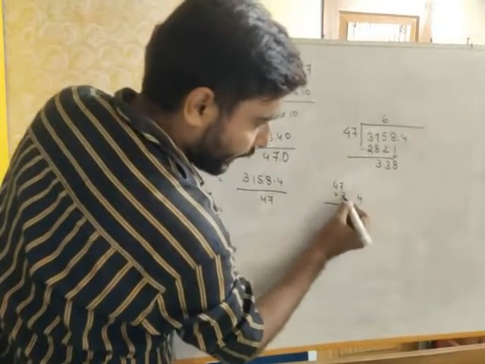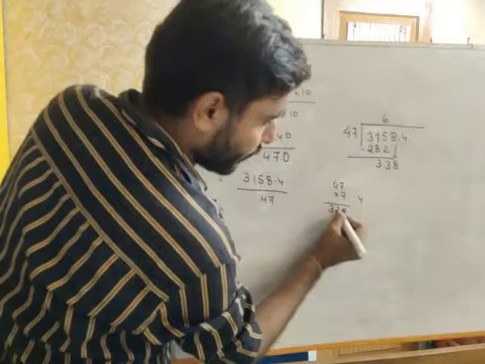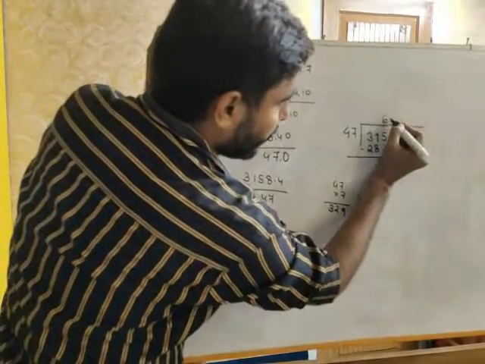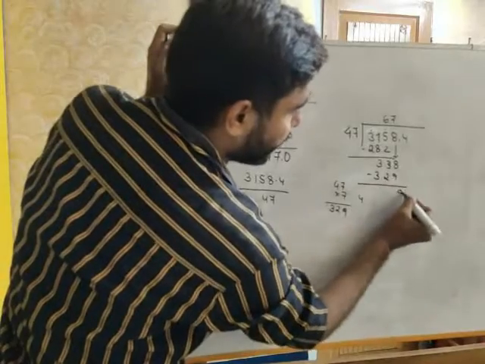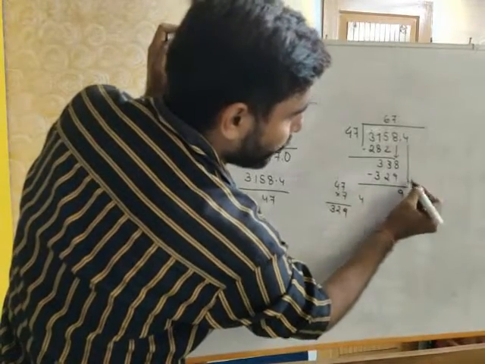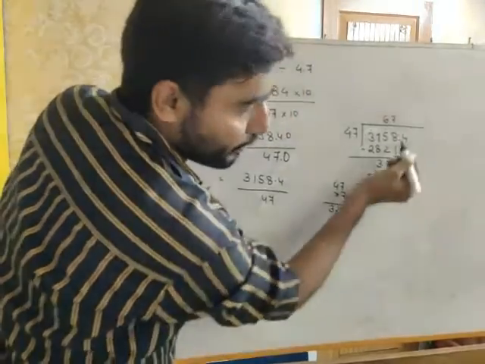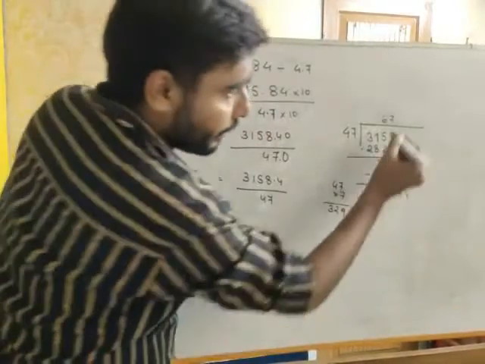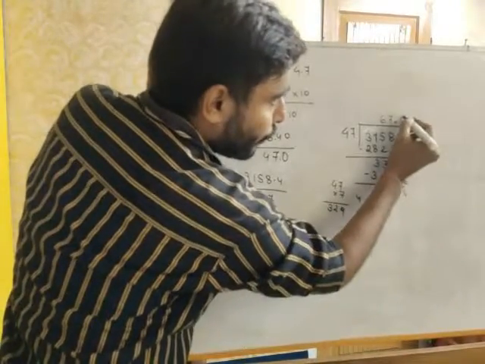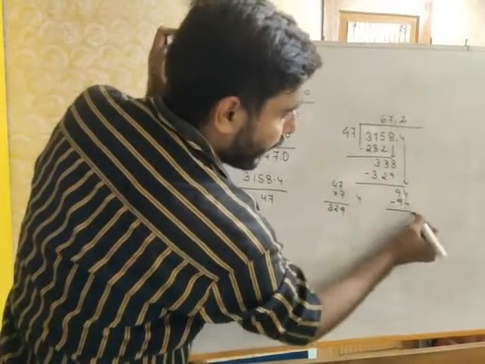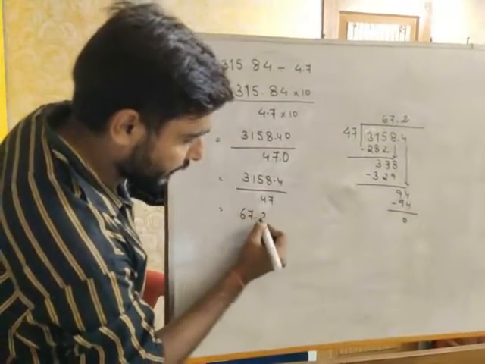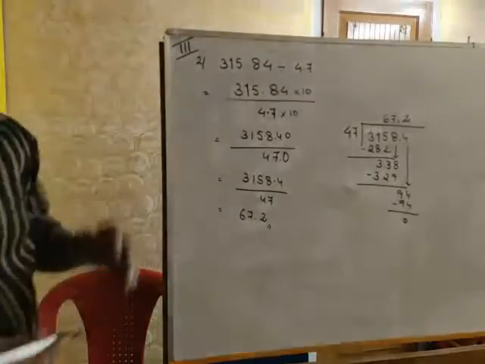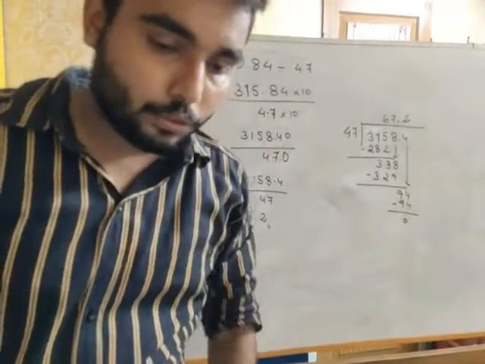So it will go 7 times. 7 times 7 is 49, carry 4, 7 times 4 is 28 and 4 is 32. So it will be 7 and it will give you 329. After subtraction it will give you 9, and you can see you have taken 4 down, but there was a decimal, you need to be alert. Decimal placed above, 47 into 2 will give you 94, and our division is over. So the answer is 67.2. Clear everyone? Any doubt?